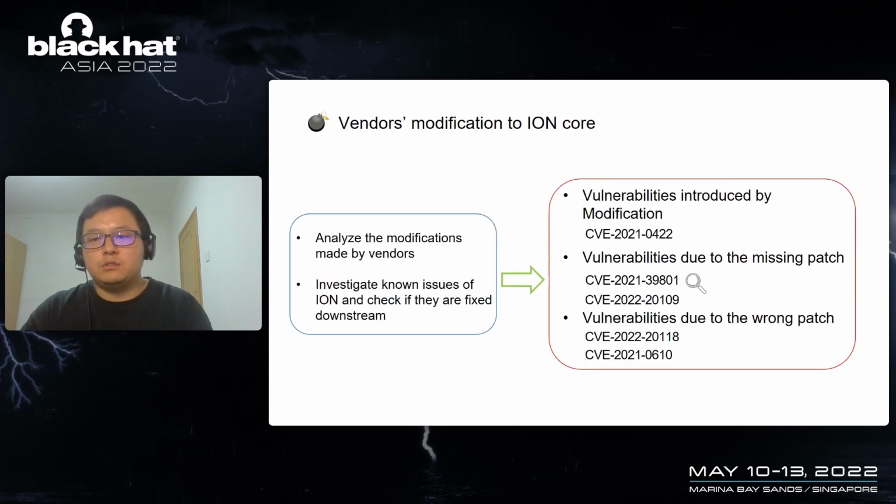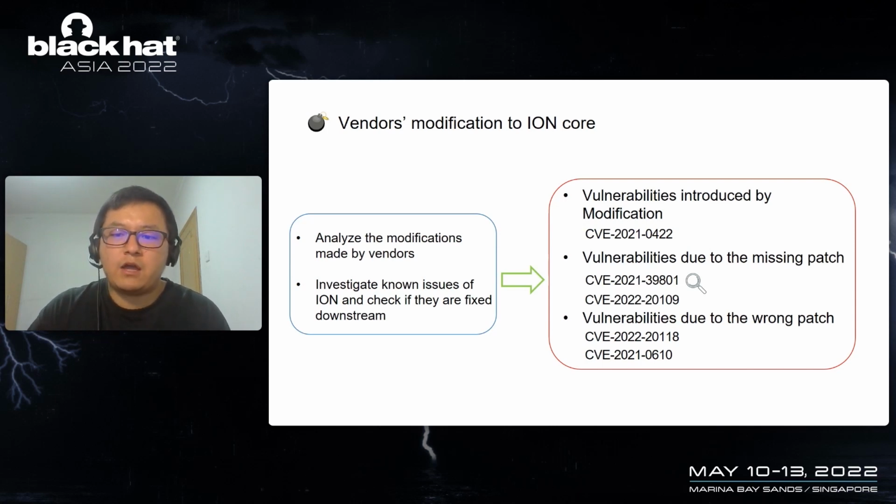According to the assumption, we analyzed the modifications made by many vendors. And also, we investigated dozens of known issues of ION and checked if they are fixed well in the downstream vendors. And it turned out that our assumption was correct, and we found a few vulnerabilities. There is a vulnerability introduced by a vendor due to the vulnerable modifications, which is CVE-2021-0422. And there are two vulnerabilities due to the missing patch and two vulnerabilities due to the wrong patch.